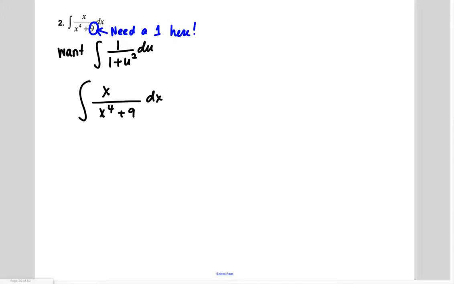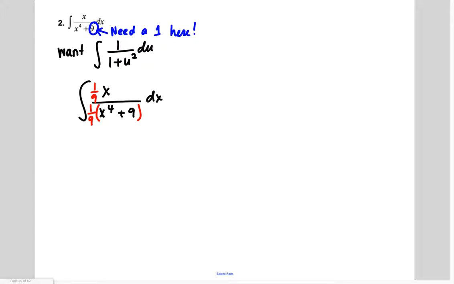How am I going to get that to be a 1? Where? The whole thing? Just divide the whole thing by 9? I divide the top by 9 and I divide the bottom by 9. Okay, if you don't like that, because it creates a fraction within a fraction, you can multiply by 1/9 and multiply by 1/9. Does that make more sense to you?